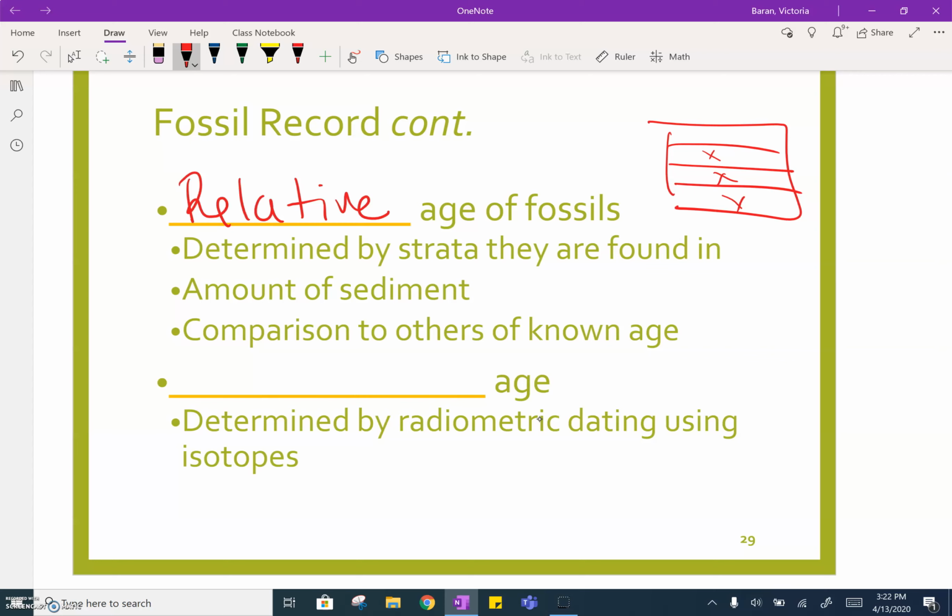However, we can determine absolute age, which is an actual number of some sort. So for instance, we know that the Earth is 4.5 billion years old. We know approximately the age of certain fossils of the first photosynthetic organisms and the first cells, and that's cyanobacteria. And again, we use this technique called radiometric dating. We look at the isotopes, how much of that isotope has decayed, can give us a very specific age.